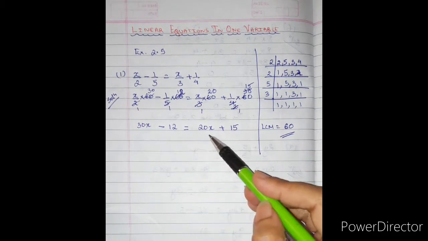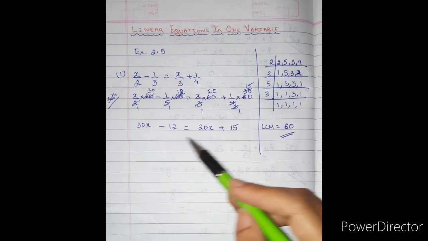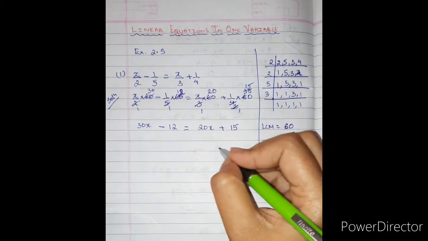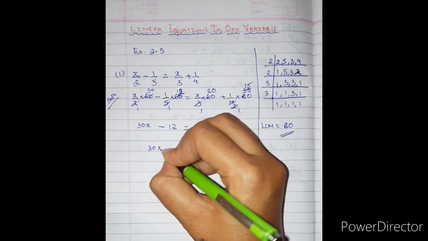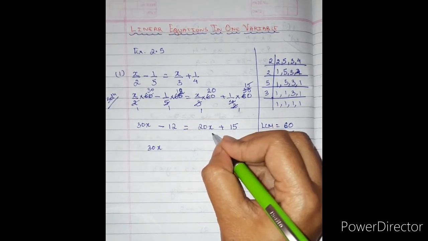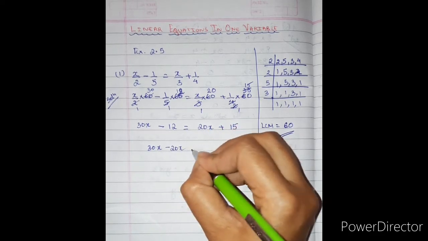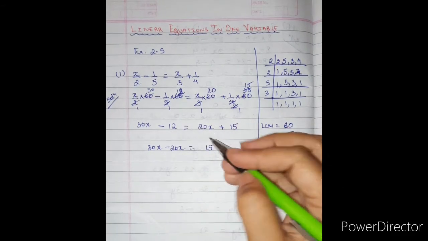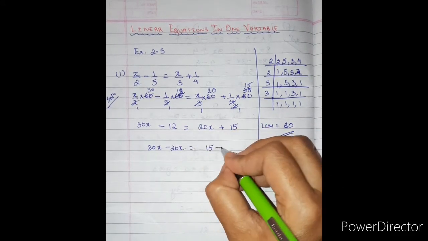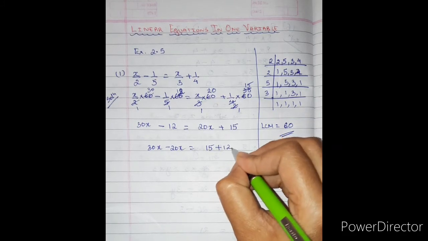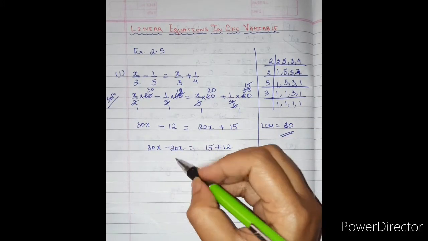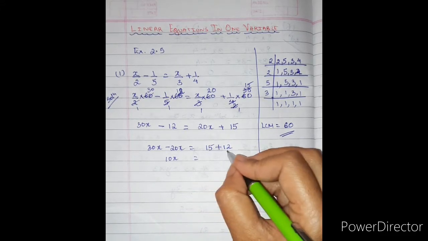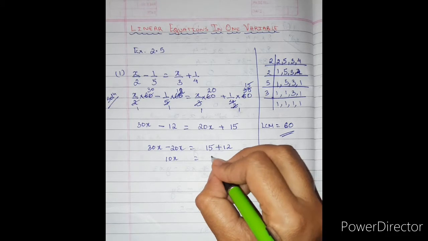Now take the terms of the same type together: on the left hand side, the terms with the variable, and the numbers, the constants, you take on the right hand side. So let me write it for you. 30x minus 20x, which will be equal to 15. 12 is moving to the other side, which has a negative sign, so it will become a positive 12. Let's solve. 30 minus 20 gives you 10x, which is equal to 15 plus 12. 15 plus 12 gives us 27.